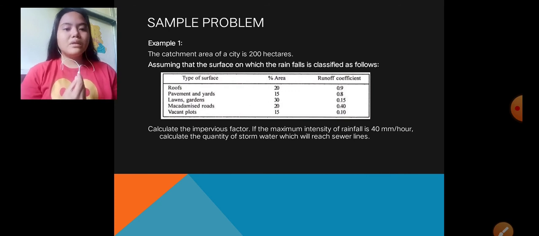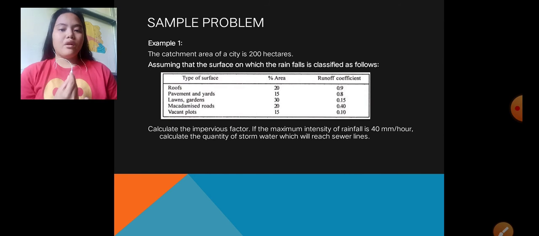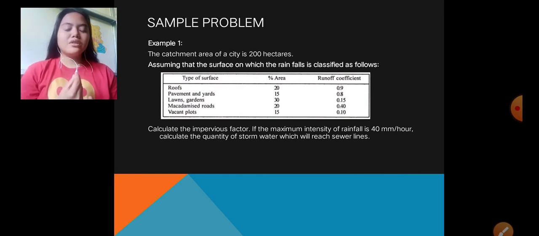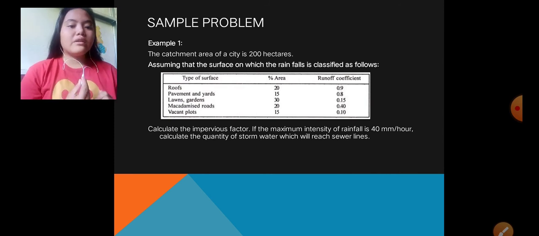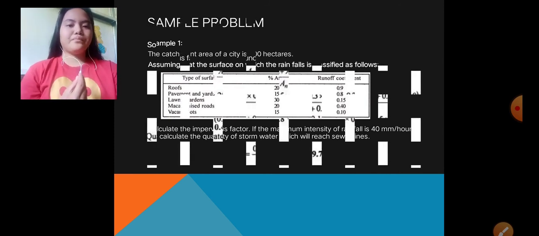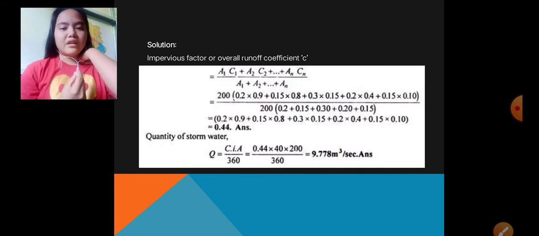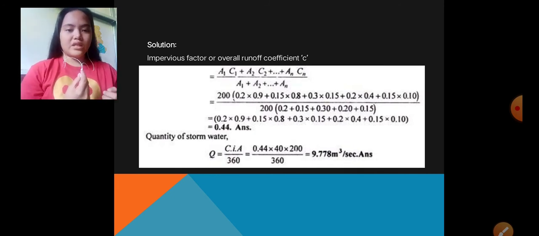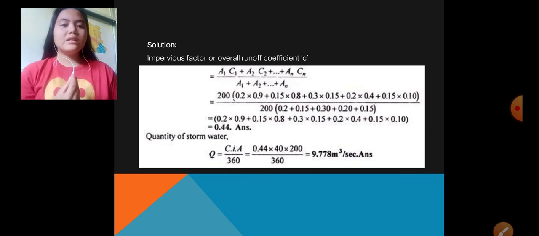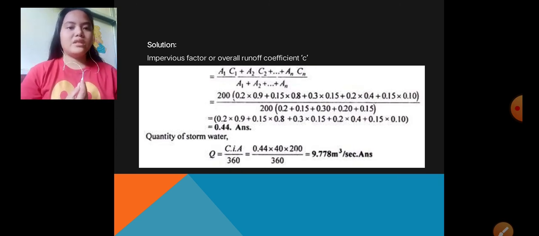If the maximum intensity of rainfall is 40 mm per hour, calculate the quantity of storm water which will reach sewer lines. So solution. Impervious factor or overall runoff coefficient. So in solving this, you need the area and the runoff coefficient.